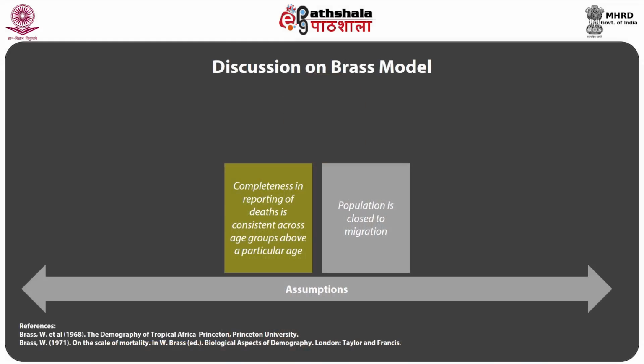Discussions on the Brass model: the Brass growth balance method assumptions. A stable population can be relaxed to an extent. Completeness in reporting of deaths is the same across age groups above a particular age, generally 15 years. The closed-to-migration assumption can be relaxed if net migration is small relative to mortality rates, or if there is quality data on the number of migrants by age group to include.